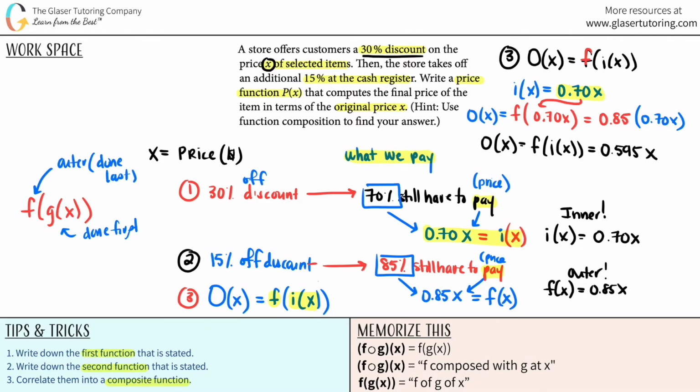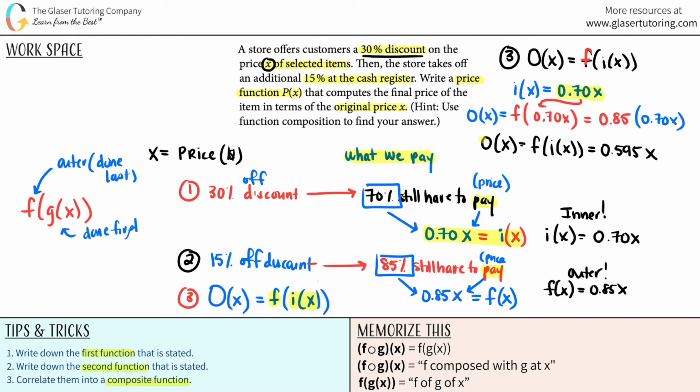And there you go, guys. This is your final answer. This is the final price in terms of the original price, X. So if I plugged in, just to give you kind of context, let's just say that an original shirt that you wanted to buy was $10. You would multiply it by 0.595 and out comes $5.95. So with these two discounts, a $10 shirt is now $5.95. Pretty good discount, I would say. So that's basically what the context means.